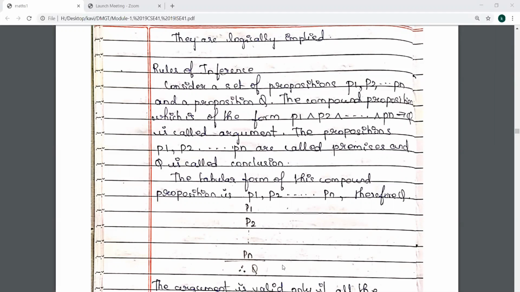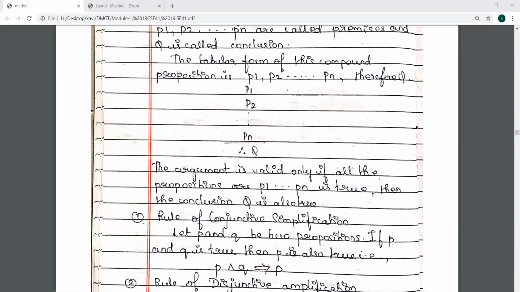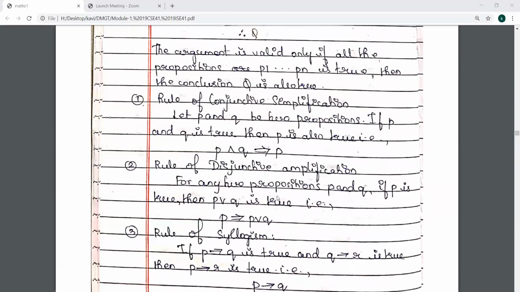We will see now the rules for checking whether the given mathematical argument is valid or not. First rule is rule of conjunctive simplification. Whenever two propositions P and Q are given, if P is true and Q is true, then P and Q logically implies P. That is rule of conjunctive simplification. Then the second one, rule of disjunctive amplification, is P logically implies P or Q.